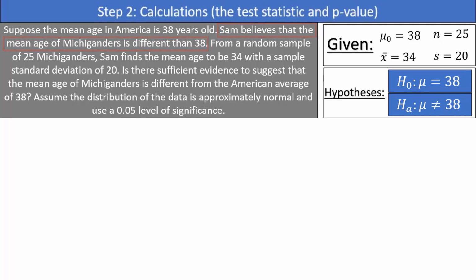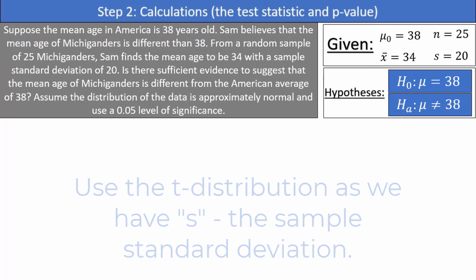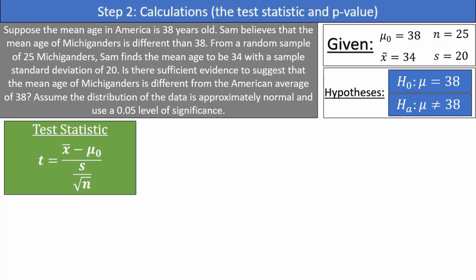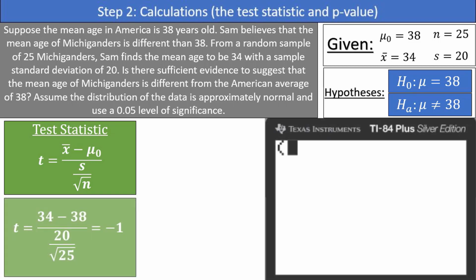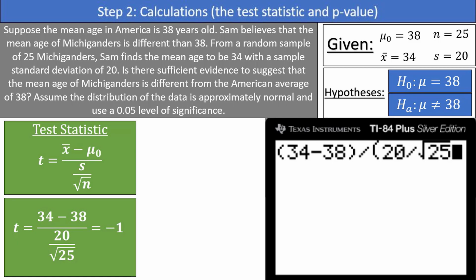Step 2. Calculations. This time we should use the t-distribution because the population standard deviation is unknown. We only know the sample standard deviation, S. Since we are using the t-distribution, we must use this formula to calculate the test statistic, which is essentially the same formula that we used last time, except we use s instead of sigma in the denominator. We have 34 minus 38 divided by 20 divided by the square root of 25, which comes to -1. This is our test statistic.